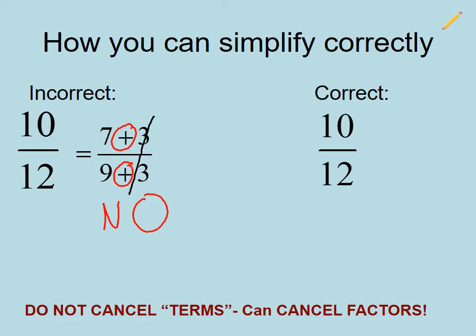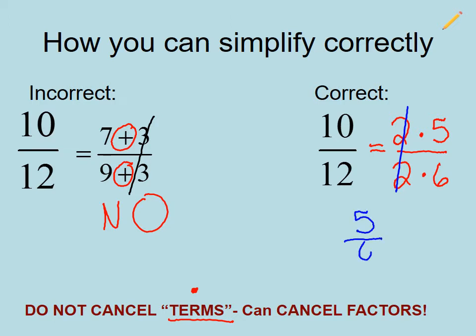The correct way to cancel a term, which means some sort of multiplication, is to use multiplication. So what times what equals 10? If we want to think about it, 2 times 5. And 12 we can break down and turn into 2 times 6. So since we're using multiplication, we have terms. 2 and 5 are terms, and 2 and 6 are terms. Now terms I can cancel. I can cancel out my 2's, and I'm left with 5 over 6. That is going to be my final answer.